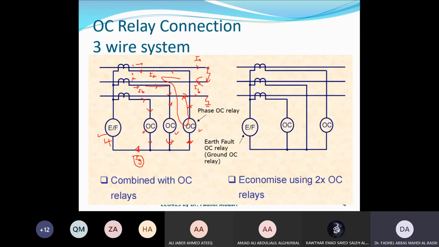Similarly, if we have a three-phase fault, there will be three currents here, but they are of equal magnitude and displaced by 120 degrees, so all three will operate. However, there will be no current here, so I can know from the operation of the three that this is a three-phase fault.